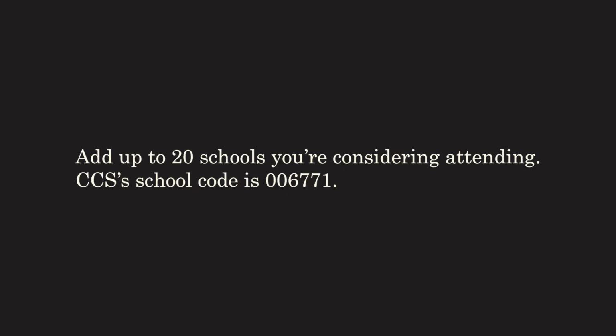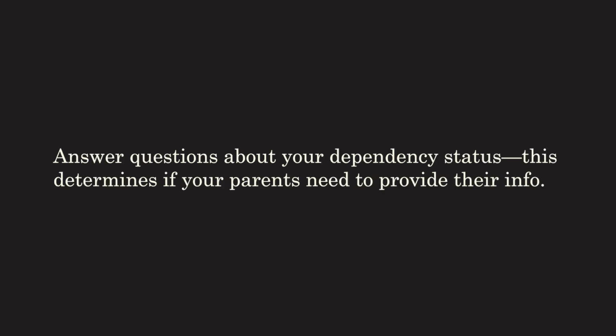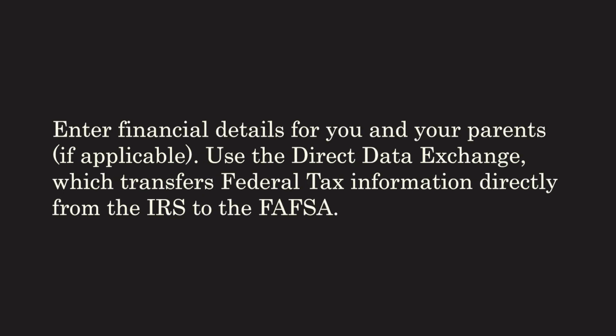You can add up to 20 schools that you're considering attending. Most importantly, CCS's school code is 006771. You will need to answer questions about your dependency status, which helps determine the need for parent information. You'll enter financial details for you and your parents if applicable.